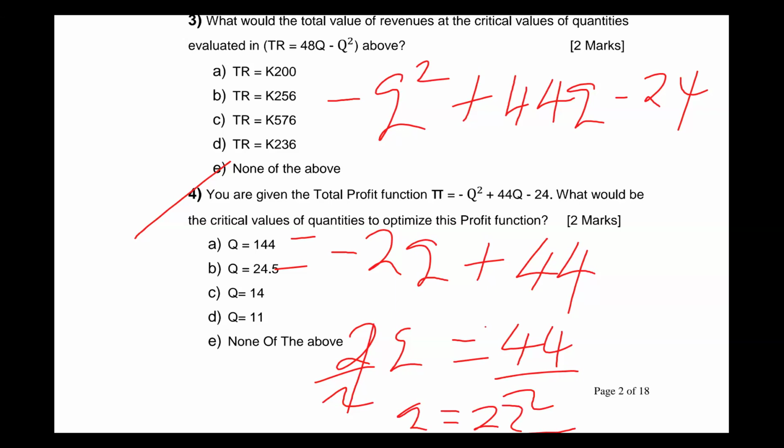What is the option that you're picking? So there is no 22 here among the options. So the answer is none of the above.